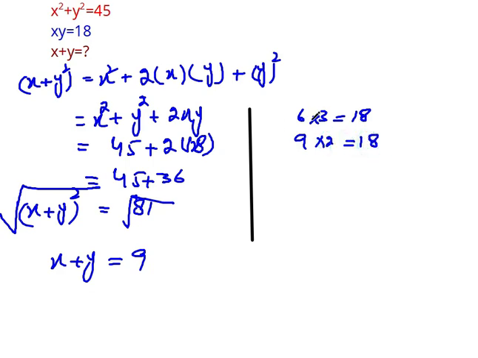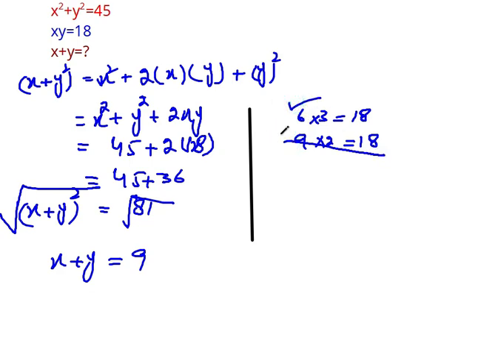It means here we can see that x square plus y square is equal to 45. If we take the squares of 9 and 2, the sum will be greater than 45. So this option is rejected and we will take the other factor.